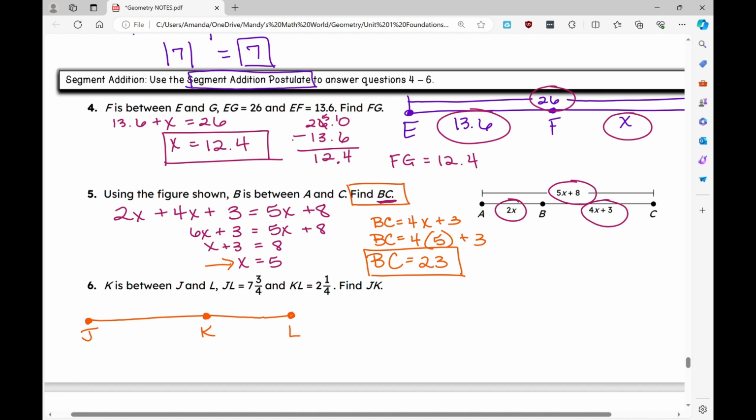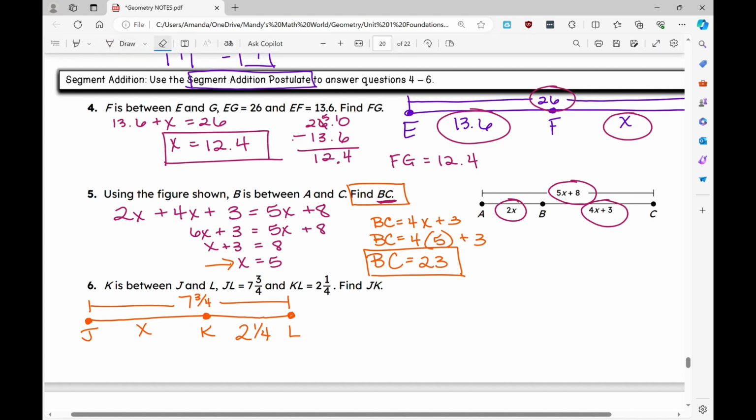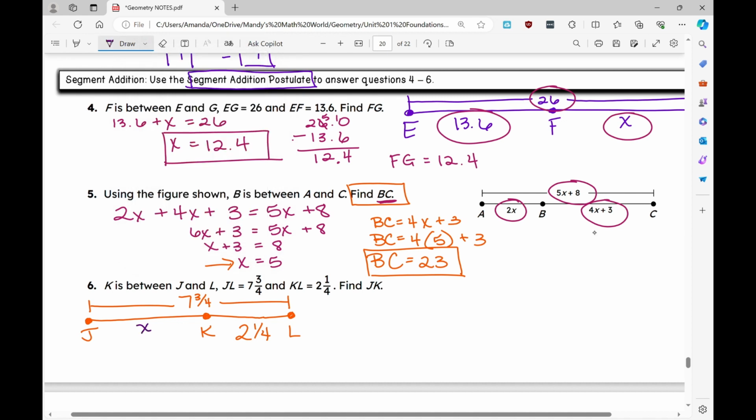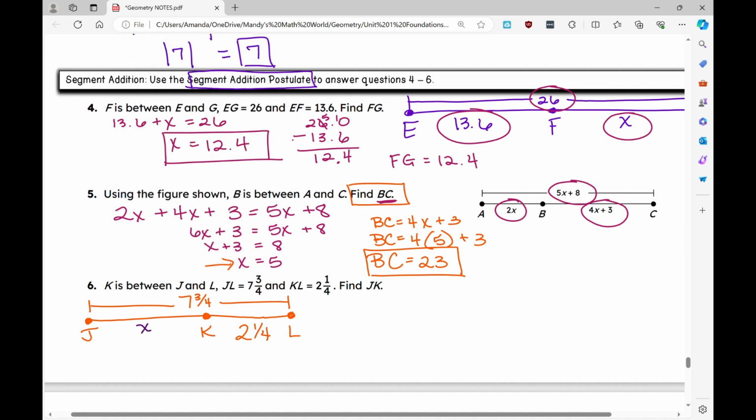And what do we know? We know that the length of JL is 7 3/4. So the entire segment is 7 3/4. And that might be how I show that. The length of KL is 2 1/4. Find JK. Okay, we're going to call it X. And I'm going to write it in a different color just because we're looking for this. Using our segment addition postulate, we know 2 1/4, this right here, plus X is going to equal 7 3/4.